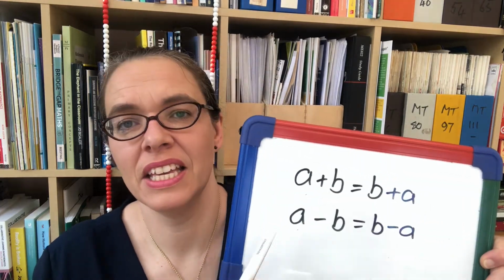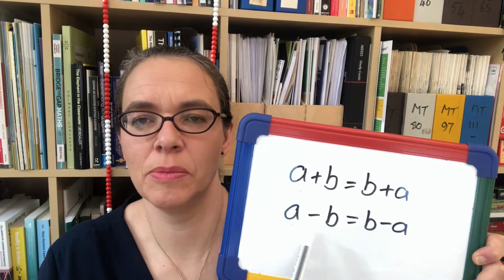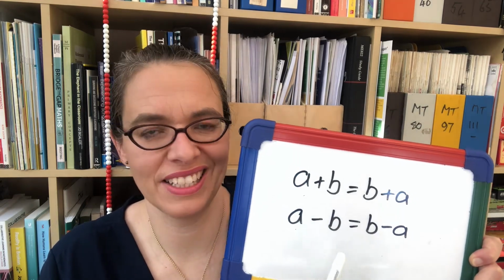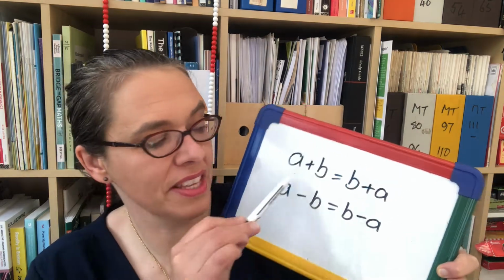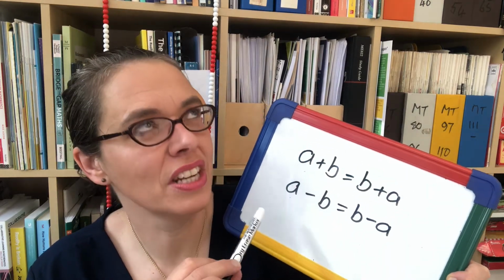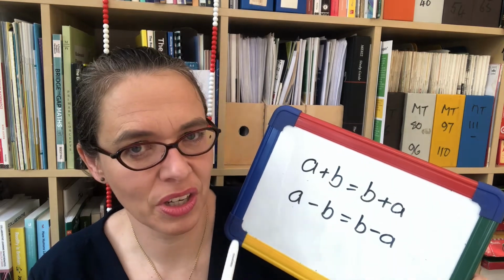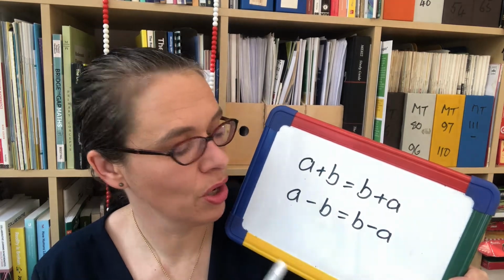Okay, the next challenge is to explore commutativity using algebra. So the first two questions I would set children would be these two. A add B equals B add A; A subtract B equals B subtract A. And I would ask them in their groups to explore whether these statements are always true, never true, or sometimes true. And if they're sometimes true, when are they true?